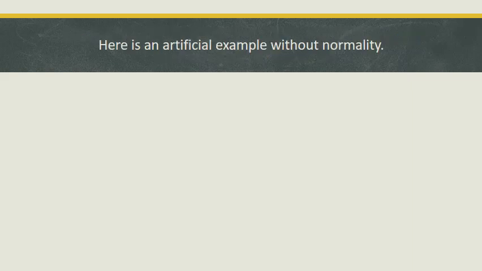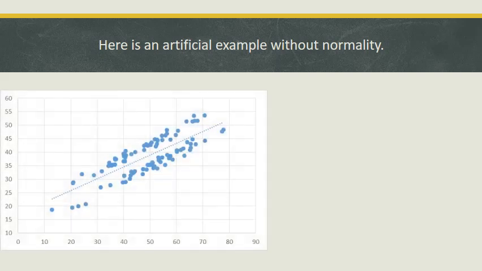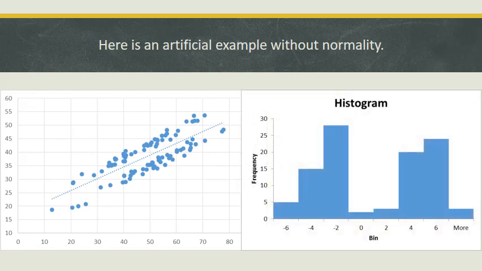Next, we have an example that I just made up to demonstrate a really non-normal distribution. Here's a scatter plot with the best fit line added in. Pause the video for a minute and look at this graph. See if you can deduce what the residual histogram is going to look like. Okay, if you had your guess, does it look like this? This is the residual histogram for this data set.